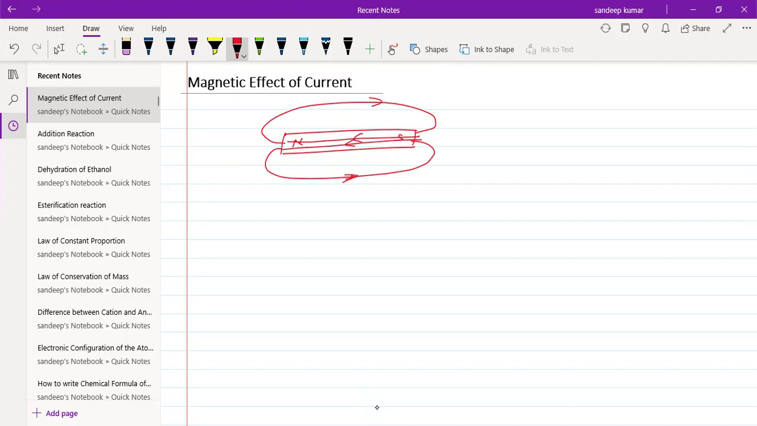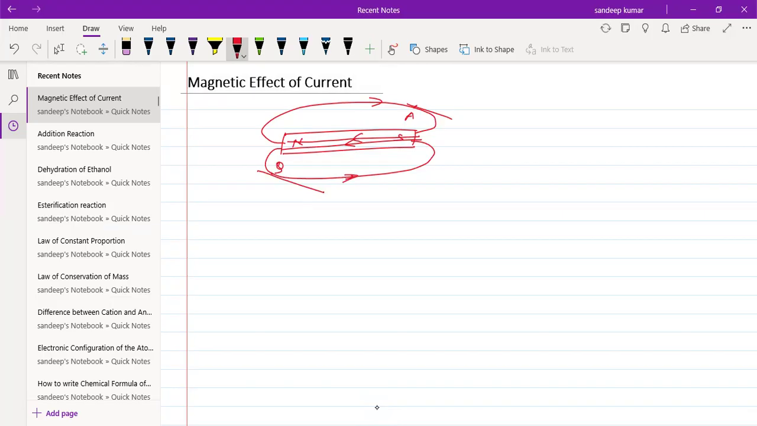Is it clear? So what I was telling, let's take this point A. You want to know the direction of magnetic field. So draw the tangent at this point. That will give you the direction of the magnetic field. Suppose at this point I want the direction. What is the direction of magnetic field at this point Q? Let's say this Q is there. So you have to draw the tangent. The tangent at this point will give you the direction of magnetic field.